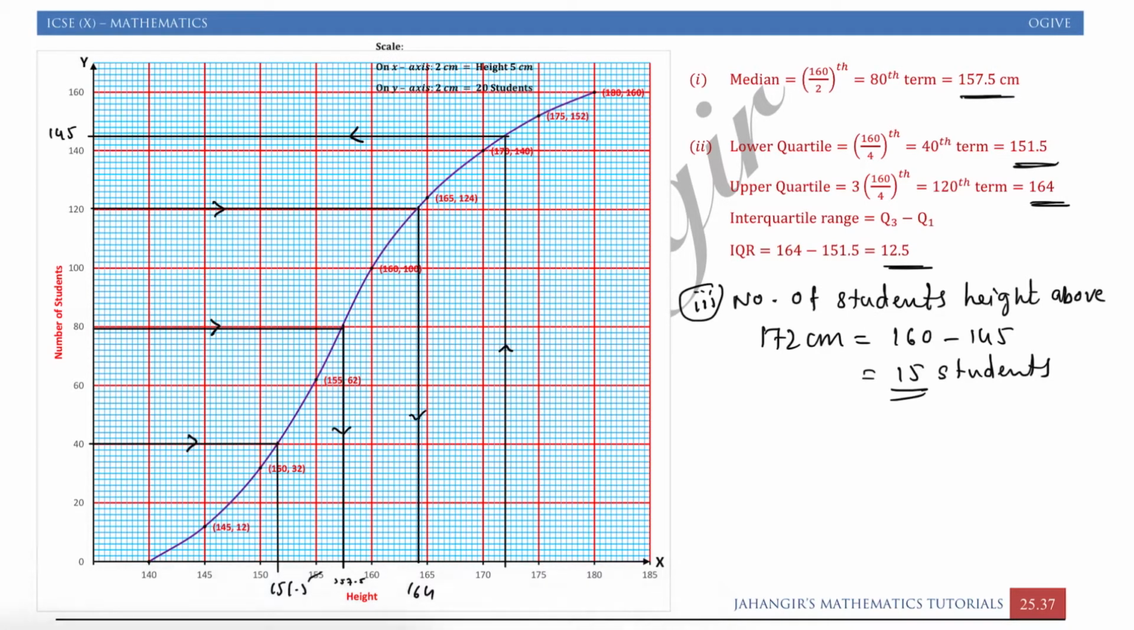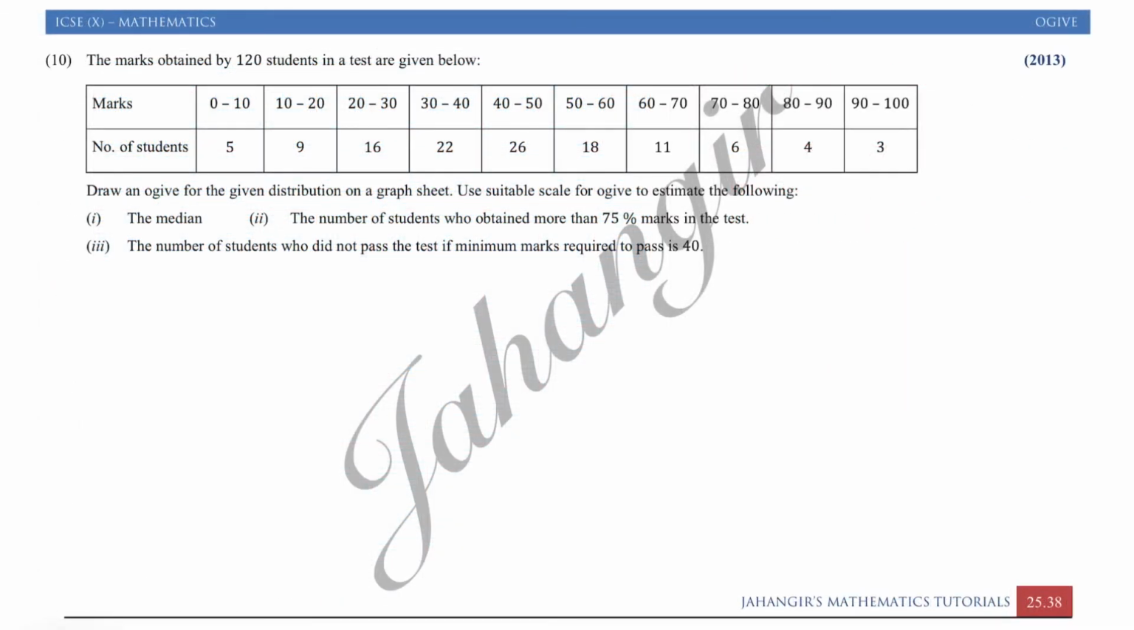Now you know how to draw the ogive perfectly. Question number 10. The marks obtained by 120 students in the test are given below. The test is out of 100 marks. It's given the total number of students is 120. Draw an ogive for the given distribution on the graph sheet. Use a suitable scale for the ogive to estimate the following.